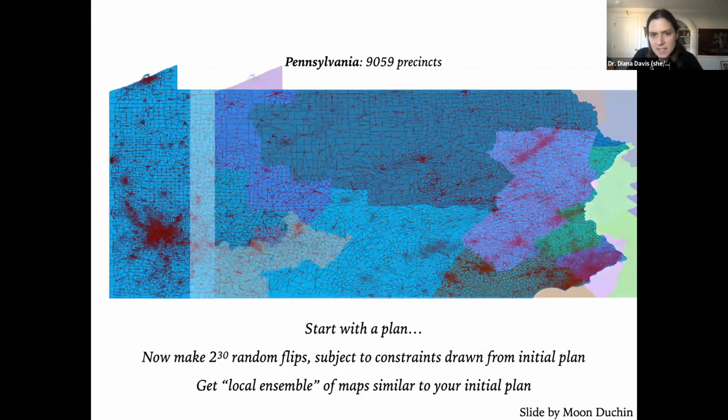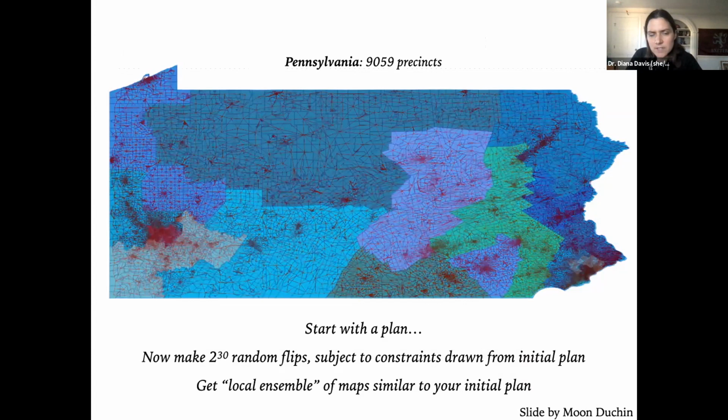So here's Pennsylvania, and it's 9,000-ish precincts. And these are its congressional districts at the time. And Swarthmore is down here in the corner somewhere, just cut out of a very gerrymandered district. It excises Swarthmore so that it can have a tiny Republican majority. But anyway, they started with this plan, and then they did this merge split recombination thing. And they did it 2 to the 30th times, which is a lot. That's like a billion, I think.